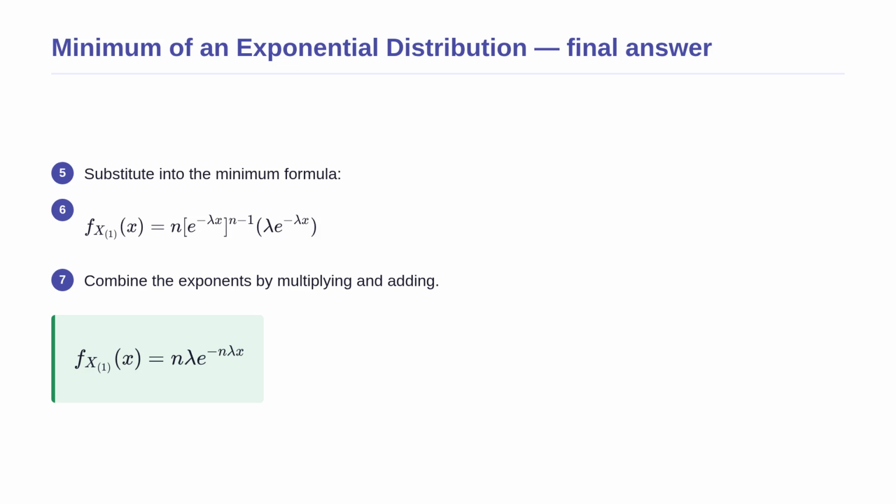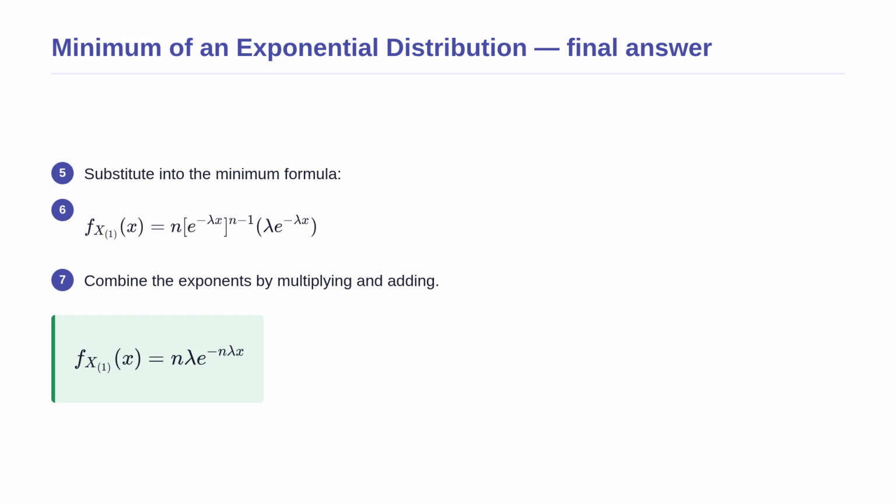Continuing with our substitution, we can now simplify the algebra. We need the probability that a bulb survives past a certain time, which is 1 minus the cumulative probability. This leaves us with just the exponential term. We plug this survival probability along with the original density function into our general formula for the sample minimum.